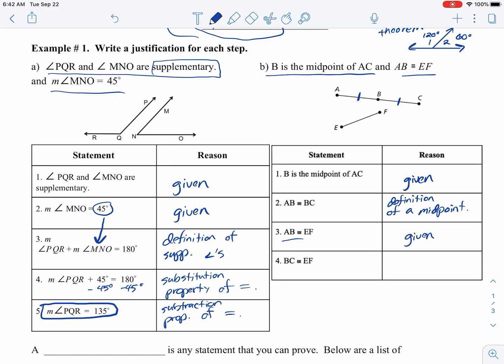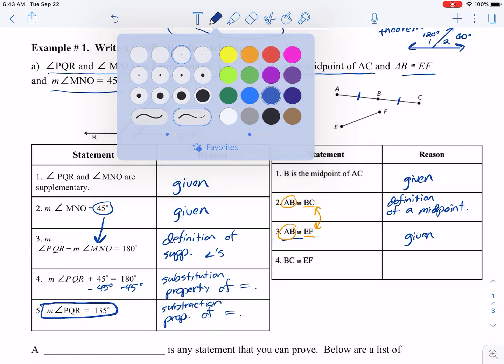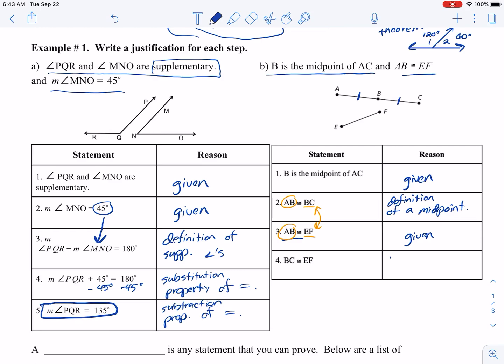Awesome. For 4, BC is congruent to EF. Well, this is a property that we introduced last lesson. If AB is congruent to BC and AB is also congruent to EF, then what must be true about these two segments? Because that's 3 different segments being congruent to each other. BC must be congruent to EF because of the transitive property of, and this would be congruence because we're talking about congruent segments.